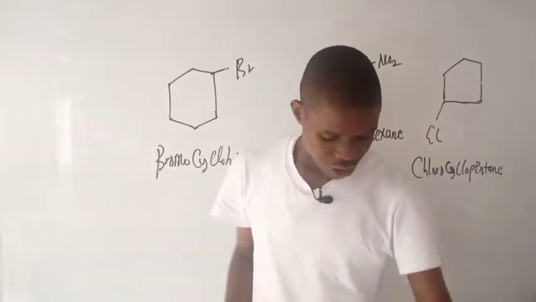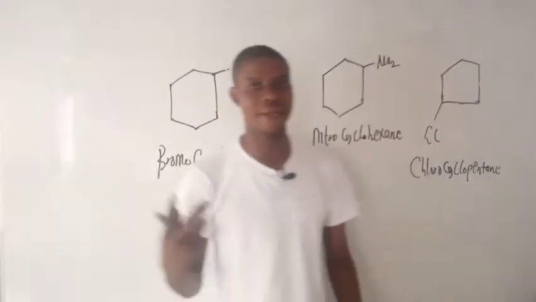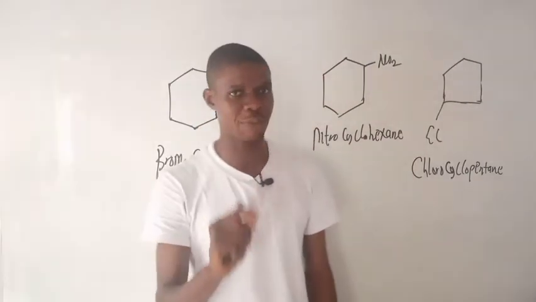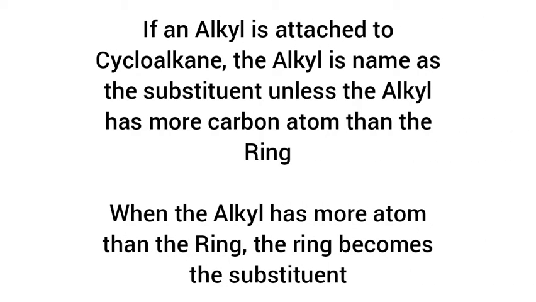Now let me talk about rule number 1, which is very, very important here. If an alkyl is attached to the cycloalkane, the alkyl is named as a substituent, unless the alkyl has more carbon atoms than the ring. When the alkyl has more carbon atoms than the ring, the ring becomes a substituent. So I'm going to explain that to you.